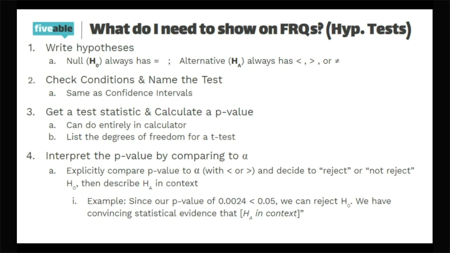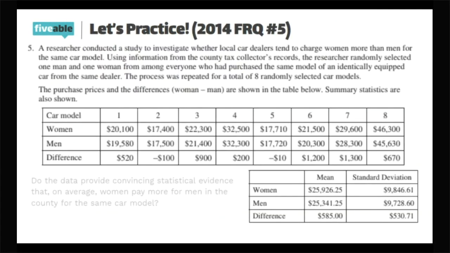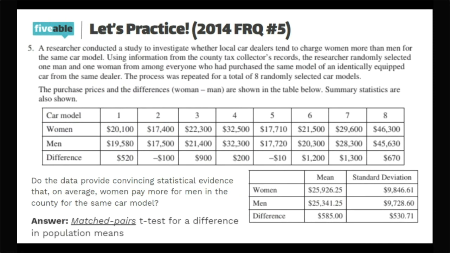So why don't we go back to one of the hypothesis tests? Let's do the matched pairs test. Let's do that one together. Because we were asked if the data provide convincing statistical evidence that on average, women pay more than men in the county for the same Cram model. We identified that it's a matched pairs t-test.